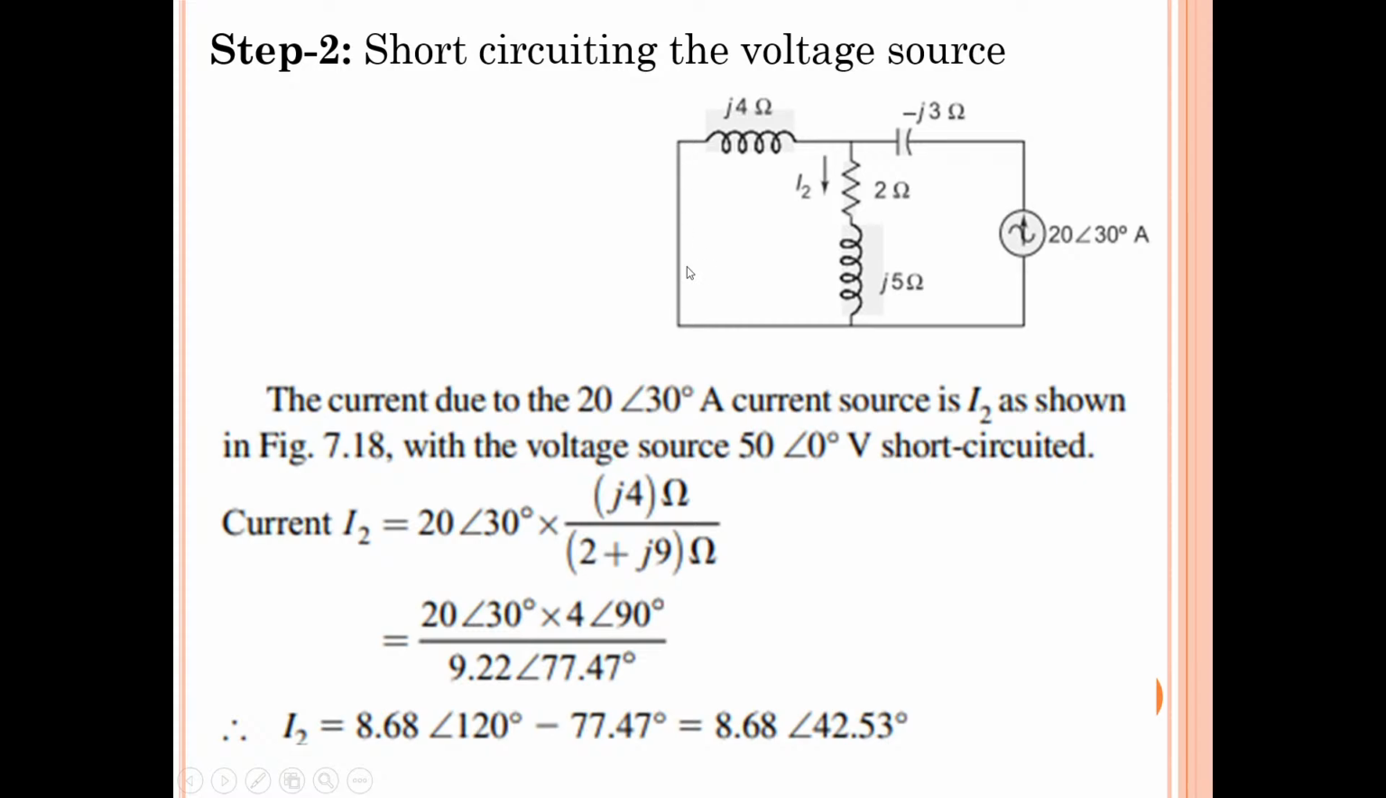Now I have short circuited the voltage source. Only the current source is present in the circuit. Because of this current source, the current flowing through this impedance, 2 ohms plus j5 ohms, is I2. Since only the current source is present, I can go for the current division rule here. If you observe carefully, current from this current source will flow through this capacitor and divide into two parts, so it's better to go for the current division rule.